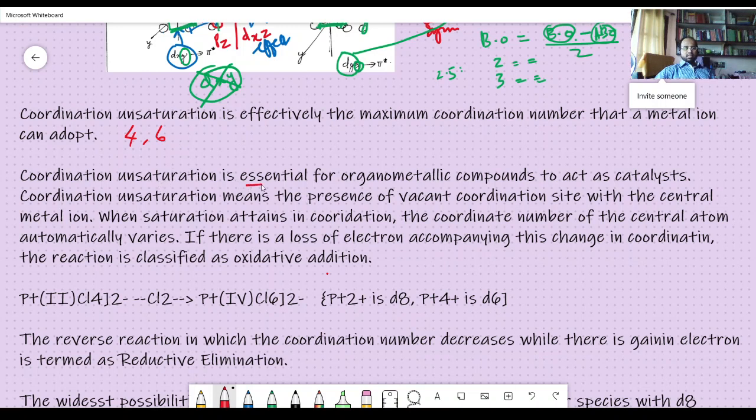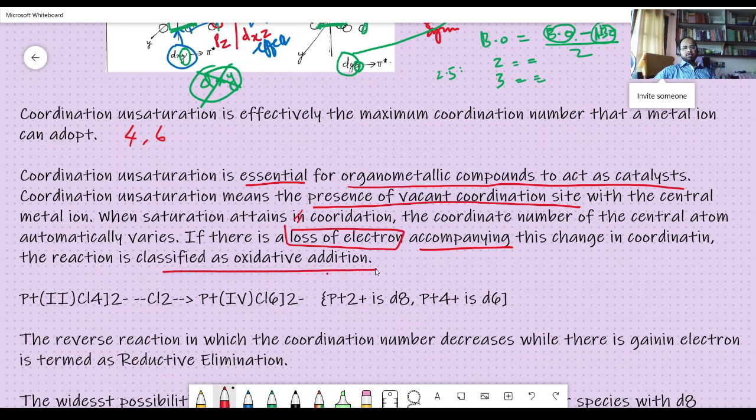Coordination unsaturation is essential for organometallic compounds to act as a catalyst. Coordination unsaturation means the presence of a vacant coordination site on the central metal atom. When the metal attains coordination, the coordination number of the central metal atom automatically varies. If there is a loss of electron accompanying this change in coordination, the reaction is classified as oxidative addition. So this becomes very important for you.